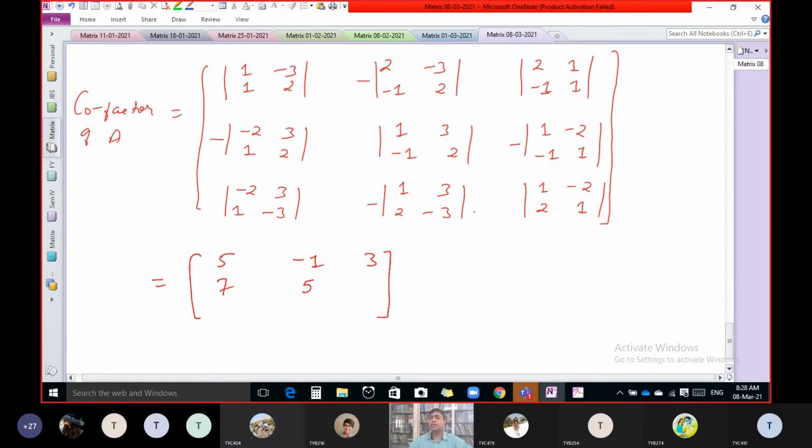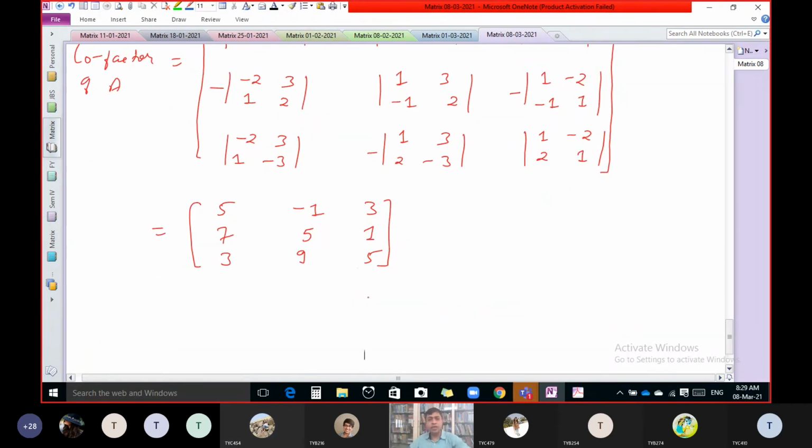1 minus, see, this into this is 1, this into this is 2. 1 minus 2 is minus 1, and because of this minus sign, we get plus 1. Check it once again. This into this is 1, this into this is plus 2. So 1 minus 2 is minus 1, and here the minus sign is there, so plus 1. Okay, next one. 3. Correct. 9. Plus 9, correct. 5. And 5. This is the cofactor. Now take its transpose.